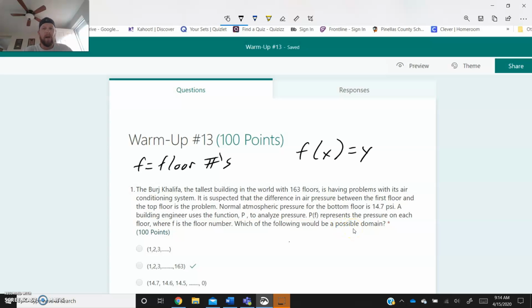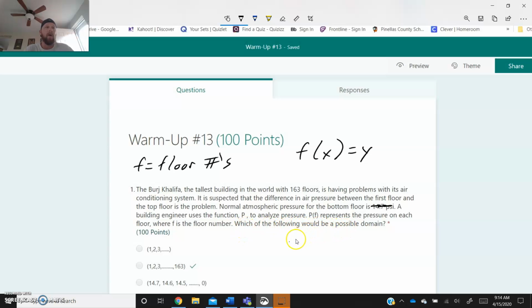Well, I know domain is x, right? And looking here, F is my x. So all I care about is the floor numbers. That's it. So this 14.7 psi is garbage. That annoying number and that annoying sentence that tries to give you garbage information will throw you off. So which one of these actually makes sense? Which of the following would be a possible domain?